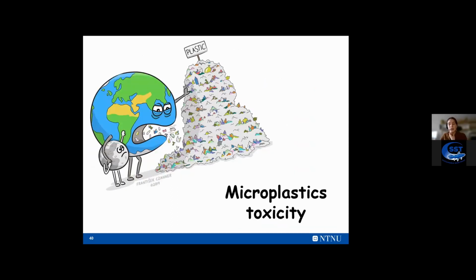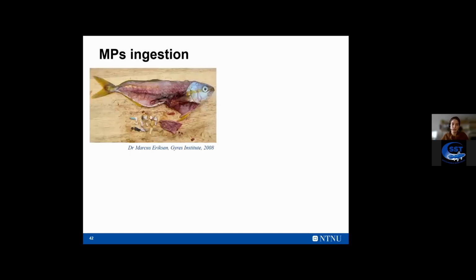So for this presentation, I decided to give you a broad view of microplastic toxicity. It's not one specific toxicity that I'm going to focus on, nor one aquatic organism, but just a broad view of the toxicity. The first thing that we know is that microplastic can be ingested by animals. The first real picture of an animal contaminated with microplastic is this one, where they discovered that inside one fish, they were able to collect those particles of plastic. And that was really the beginning of the microplastic problem.